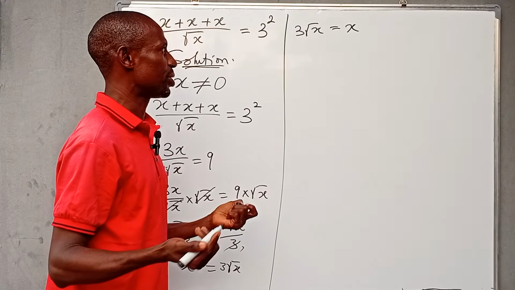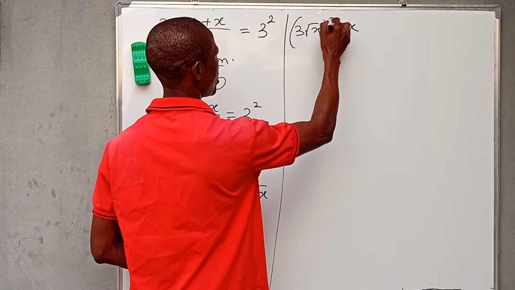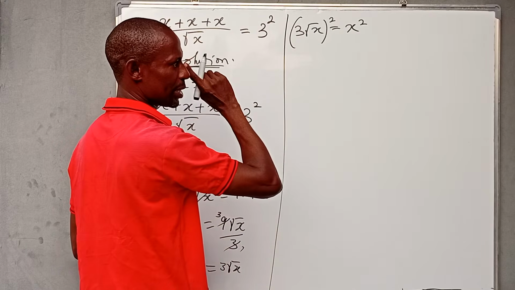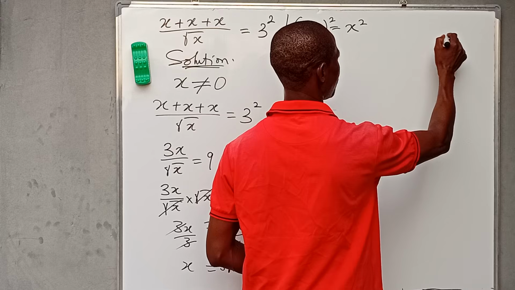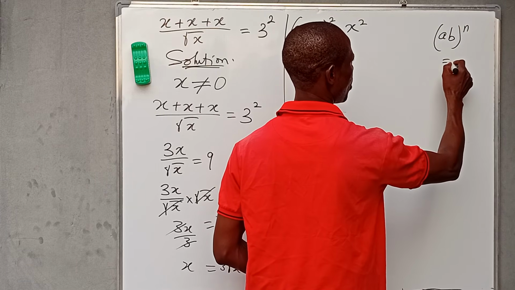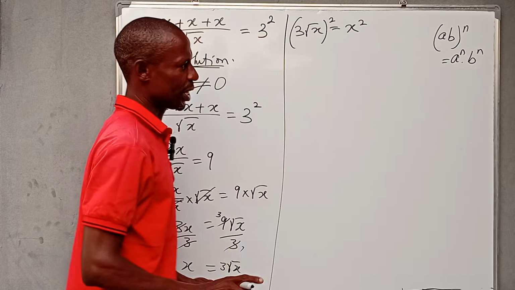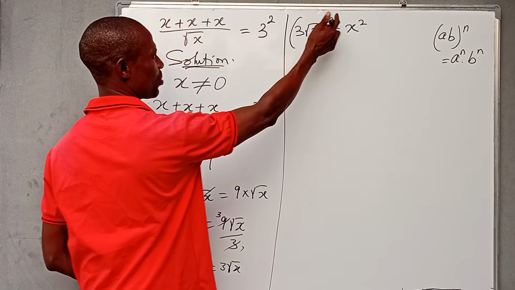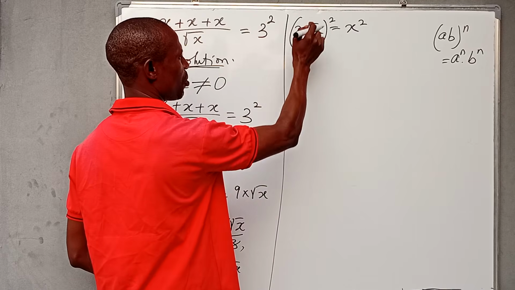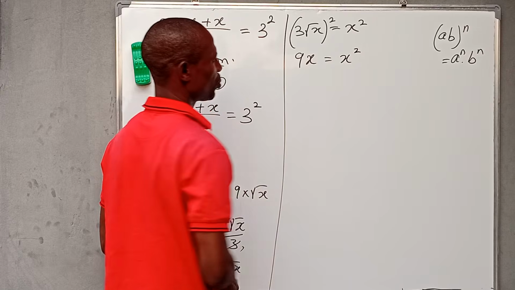And how do we eliminate this radical? We just have to take the square of both sides of the equation. So we square this side, then we also square this side. Remember the law which says that if you have a times b, all raised to the power of n, this is equal to a to the power of n times b to the power of n. So this is going to give us 9, and the power will go with this radical to give us x, so x squared equals 9x.